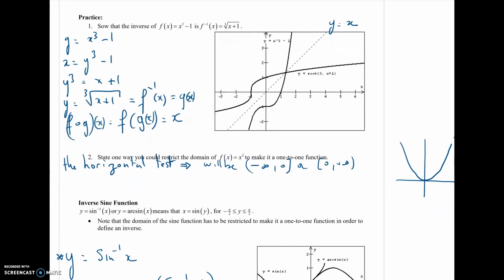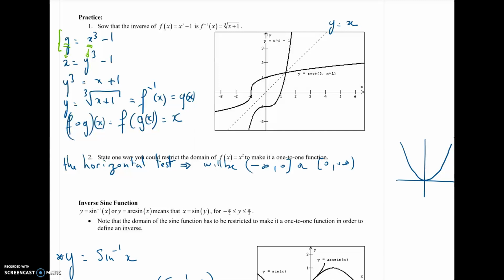Then let's practice a little bit and look at problem number 1, where the inverse of f of x equals x cubed minus 1 is the cubic root of x plus 1. I tried the problem on the side right here for you. First of all, I substitute x by y and y by x, and then I express y by itself.